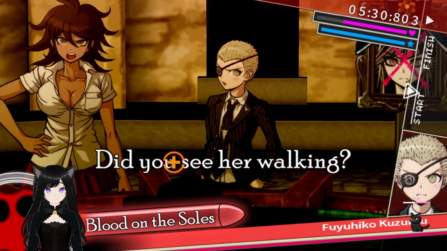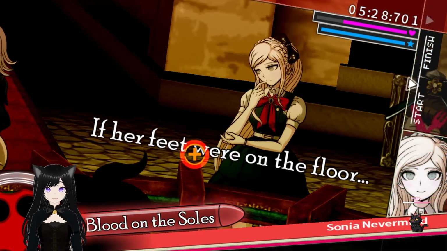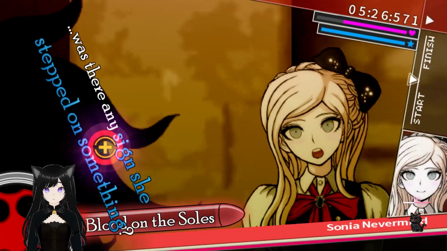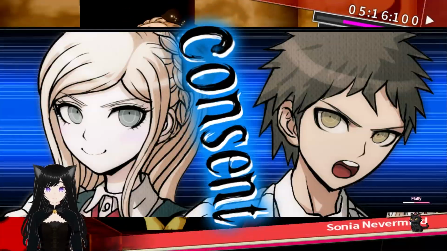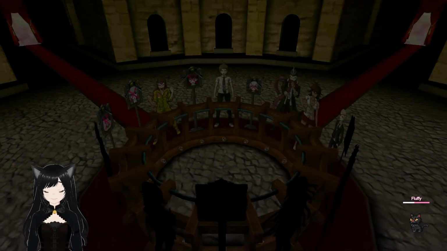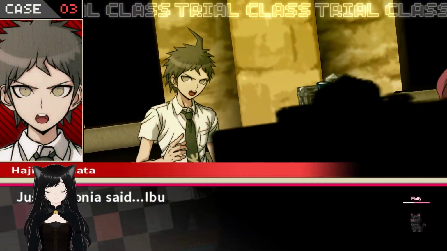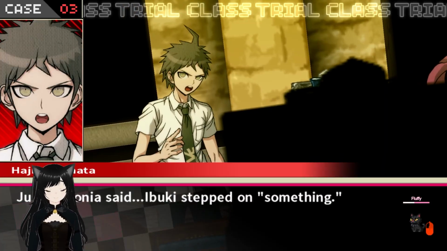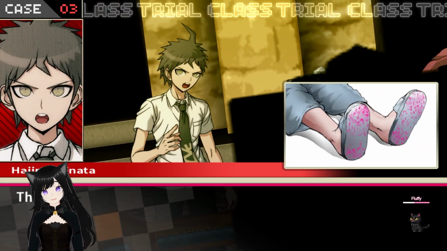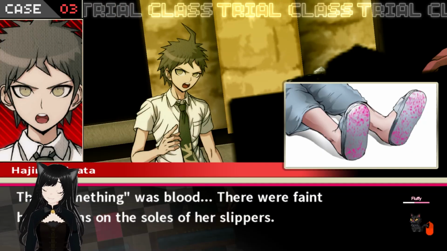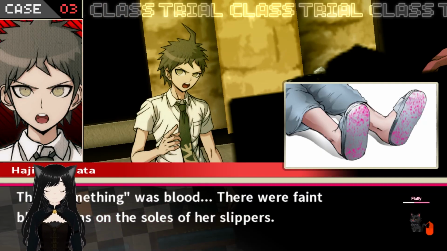No. All right, her feet were on the floor, right? Was there any sign she stepped on something? We agree? Yes, I agree with that. Yes, she did step on something. I was afraid I was about to miss that one. Just as Sonia said, Ibuki stepped on something. Exactly. What could that something be, I wonder? That something was blood. Yes, there were faint blood stains on the soles of her slippers.